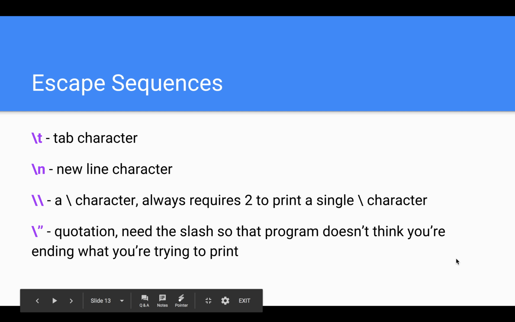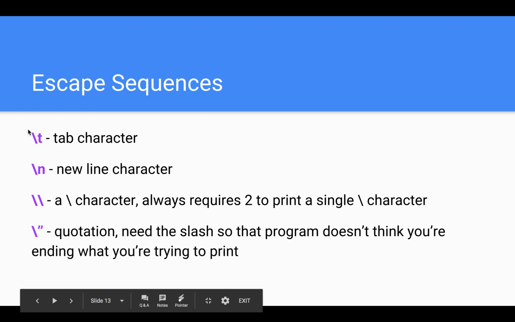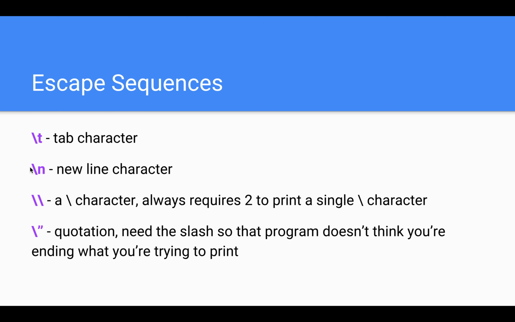So here are the escape sequences that are used in Java, and these are common across a lot of different languages. \t would give you a tab character. \n will give you a new line character. \\ will give you a backslash character, and it always takes two to print a single backslash character. And then \" will actually give you a quotation mark. You need the slash so the program doesn't think that you're ending what you're trying to print.